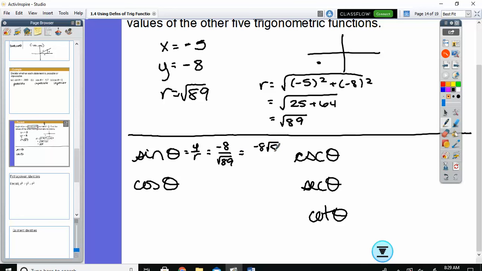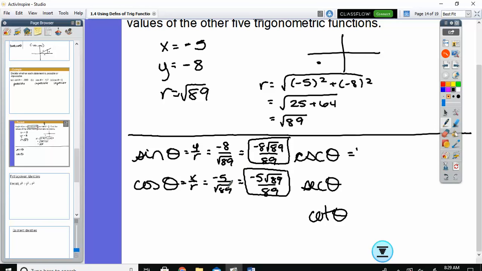Multiply by radical 89 on top and bottom, so we get -8 radical 89/89. How do we get cosecant? Oh, sorry, that's cosine. So let's do that. So x was -5, r is radical 89. Get the radical off the bottom, so -5 radical 89/89. Are you guys okay with me moving the radical without showing that I'm multiplying top and bottom by radical 89? Am I losing anybody there?